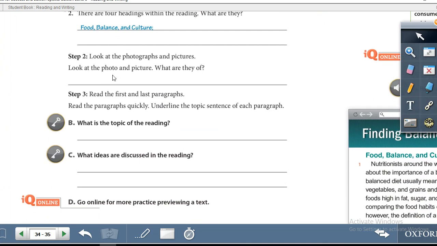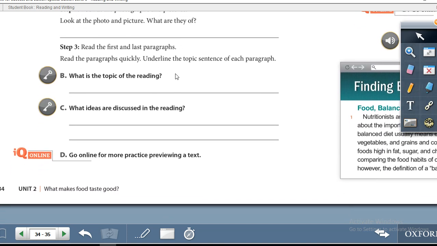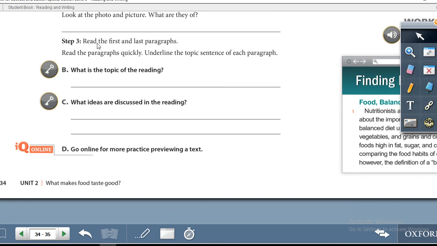Right, let's look at step 2. Look at the photographs and pictures. What are they of? Once again, step 2, you have to go through the reading and look at the photographs and pictures, and you will write your answer over here. Step number 3, read the first and last paragraphs. Read the paragraphs quickly, underline the topic sentence of each paragraph, right?